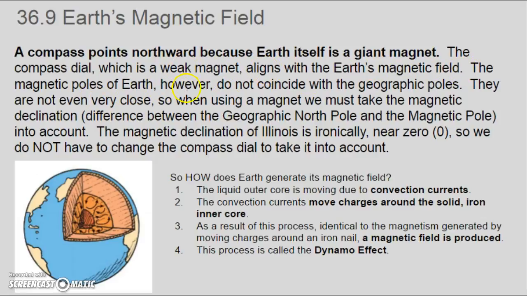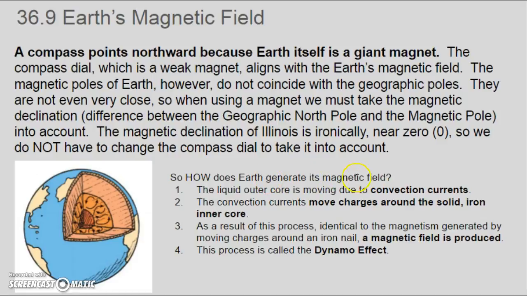The magnetic poles of the Earth, however, do not coincide with geographic poles. They're not even very close, so when using a magnet we must take magnetic declination into account. That's the difference between the geographic North Pole and the magnetic South Pole. The magnetic declination of Illinois is ironically near zero, so we will not have to change the compass dial to take this into account for the activities we'll do in class.